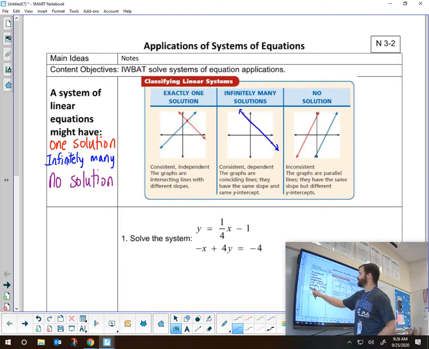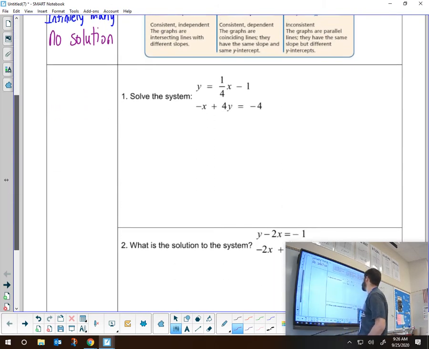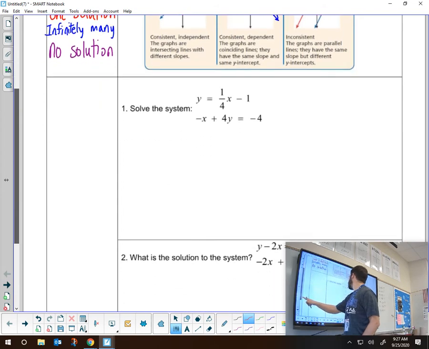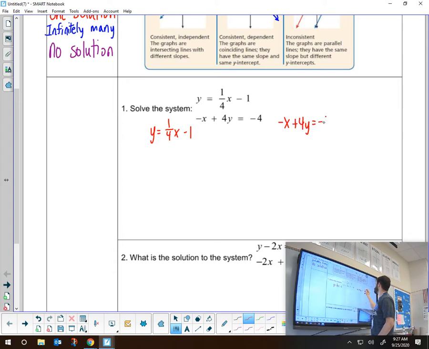So let's take a look here first at number 1. And let's solve this system. Remember, to solve a system of equations, I like to write them out beside each other. So I'm going to write one out over here, one over here. I'm going to write over here y equals 1/4 x minus 1. I'm going to write over here negative x plus 4y equals negative 4.